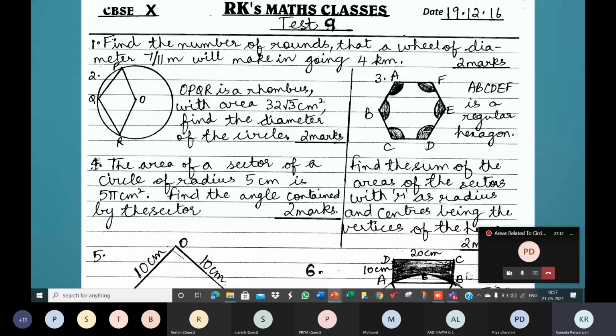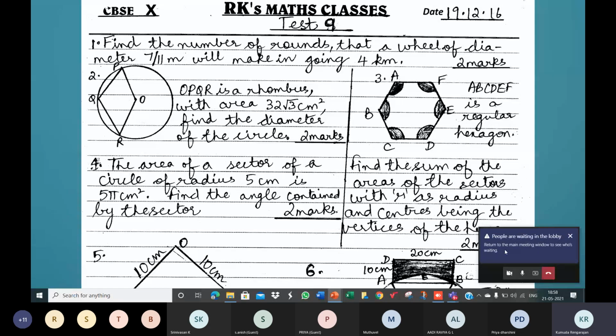Now, if the diameter is 7 by 11 meters, what is the radius? The radius is the diameter divided by 2. So 7 by 11 into 1 by 2, which is 7 by 22. Be careful there. When the diameter is 7 by 11 meters, the radius is 7 by 22 meters.